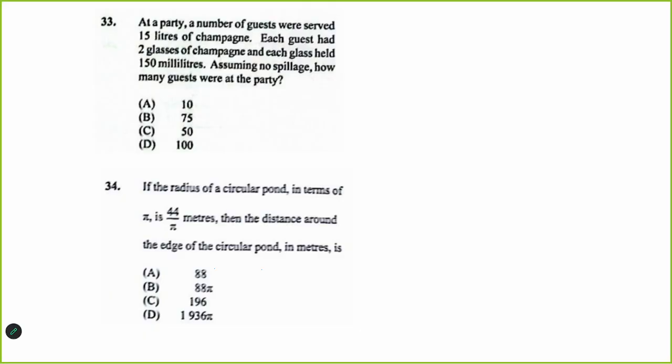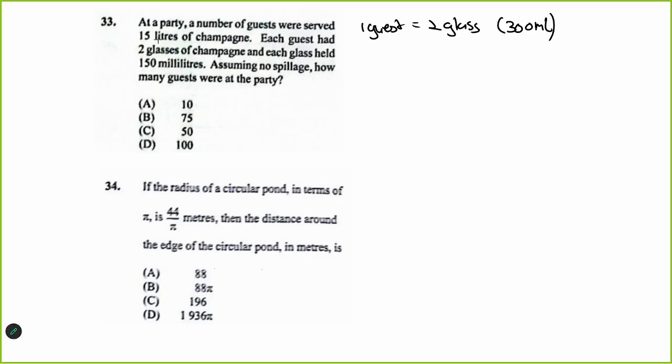At a party, now this is a repeated question. They love to bring this question. At a party, the number of guests will serve 15 liters of champagne. Right? Each guest had 2 glasses. So 1 guest is equal to 2 glasses. Each glass held 150 milliliters. So if it's 2 glasses, that's 300 milliliters. Assuming no spillage, how many guests were at the party?